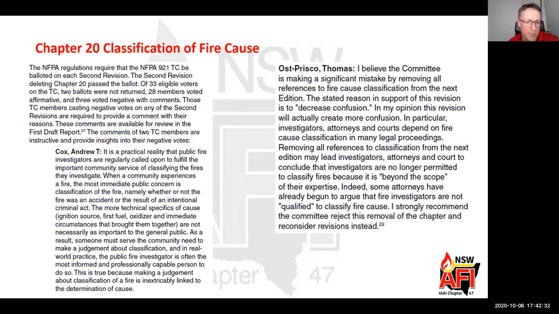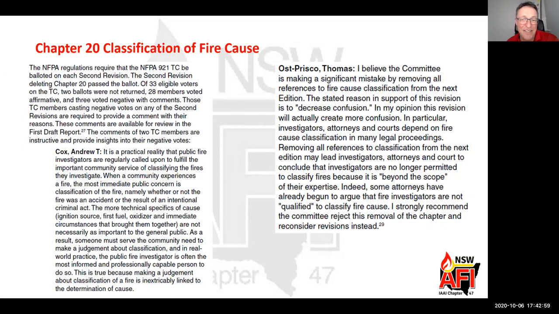are not necessarily as important to the general public. As a result, someone must serve the community need and make a judgment about classification. And in real world practice, the public fire investigator is often the most informed and professionally capable person to do so. This is true because making a judgment about classification of a fire is intrinsically linked to determination of cause. So that's his comment. And the next one as well.